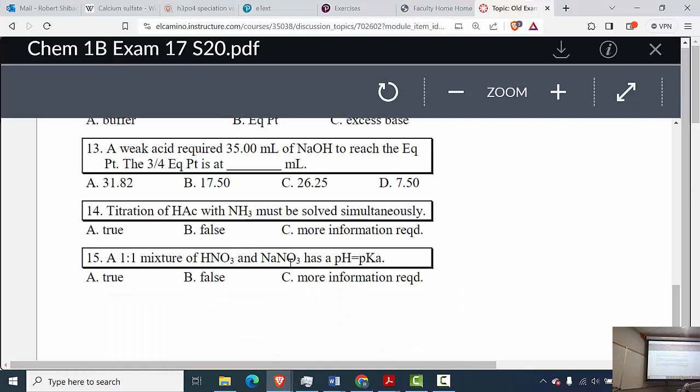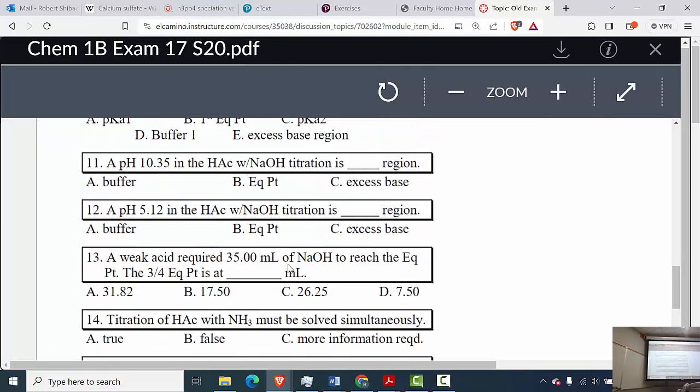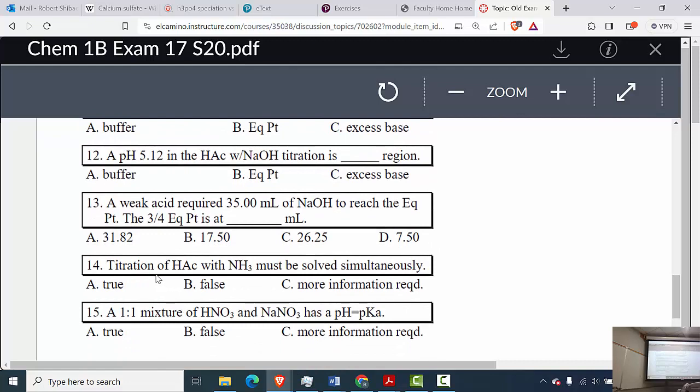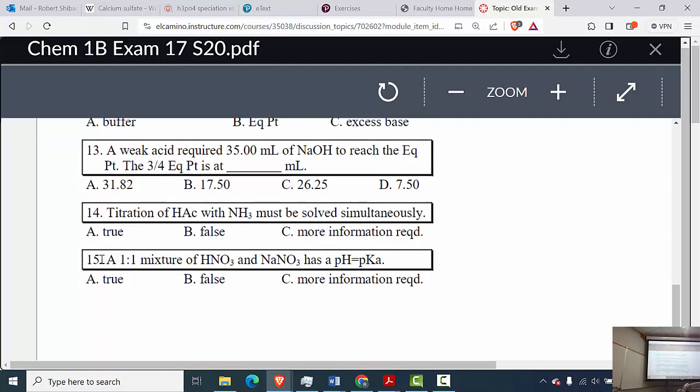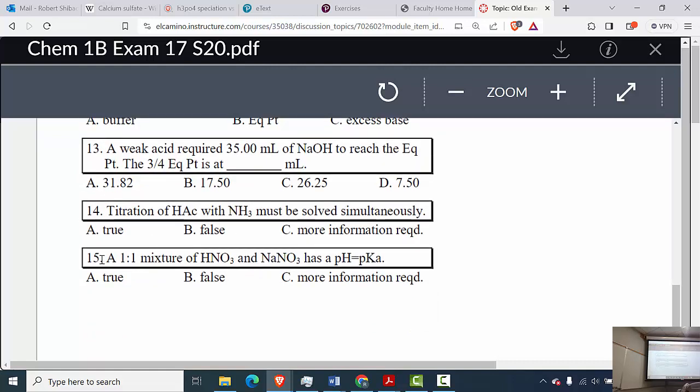So that was false for 14? Yeah. No, well, which one are you talking about? 14? Yes. No, you tell me what the answer is. You asked me if the answer is false. Titration of acetic acid with ammonia must be solved simultaneously. False? Yes. How come? Don't know? It's true. The correct answer is true. A. True.